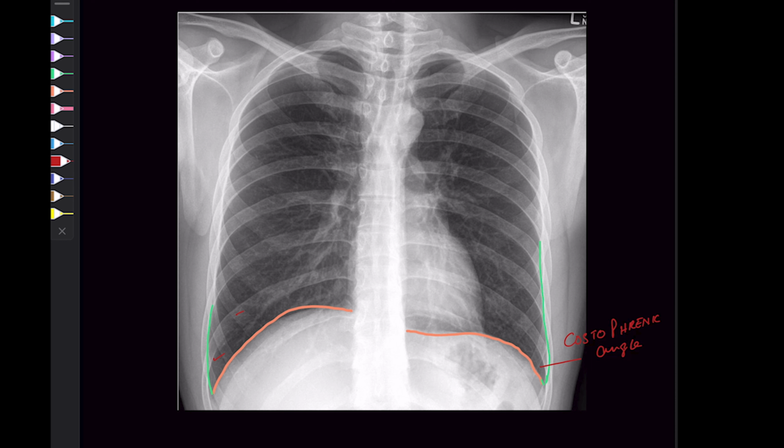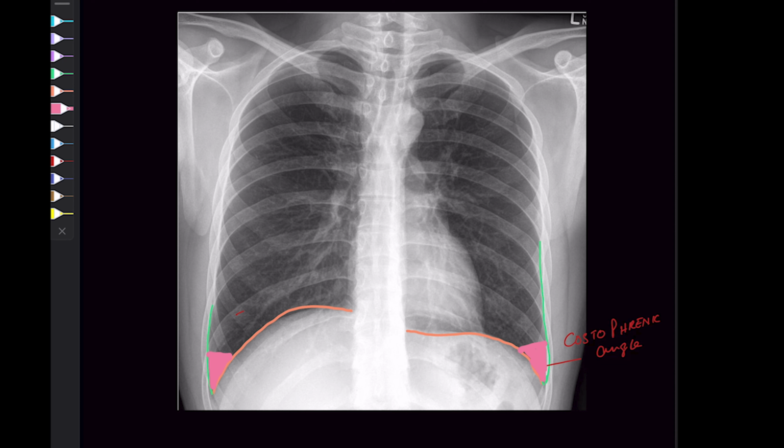It's a very important landmark. And this is because of my costodiaphragmatic recess. If we have any amount of fluid, and if the X-ray is taken when the patient is standing, a minimal quantity of fluid will come and start accumulating, start obliterating this angle. And then we can label it simply by saying pleural effusion. So this is the significance of this costophrenic angle or costodiaphragmatic angle. And this is because of my costodiaphragmatic recess.